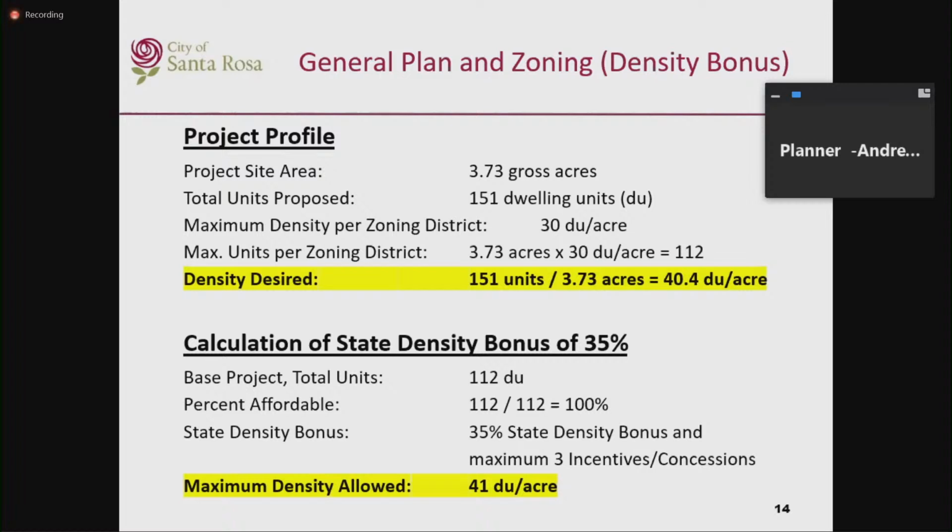So a calculation of the application of the state 35% density bonus would result in a maximum allowable density of 41 dwelling units per acre. So the density proposed at 40.4 dwelling units per acre does fall within that maximum allowable density of 41 dwelling units per acre when the 35% state density bonus is applied. Next slide, please.